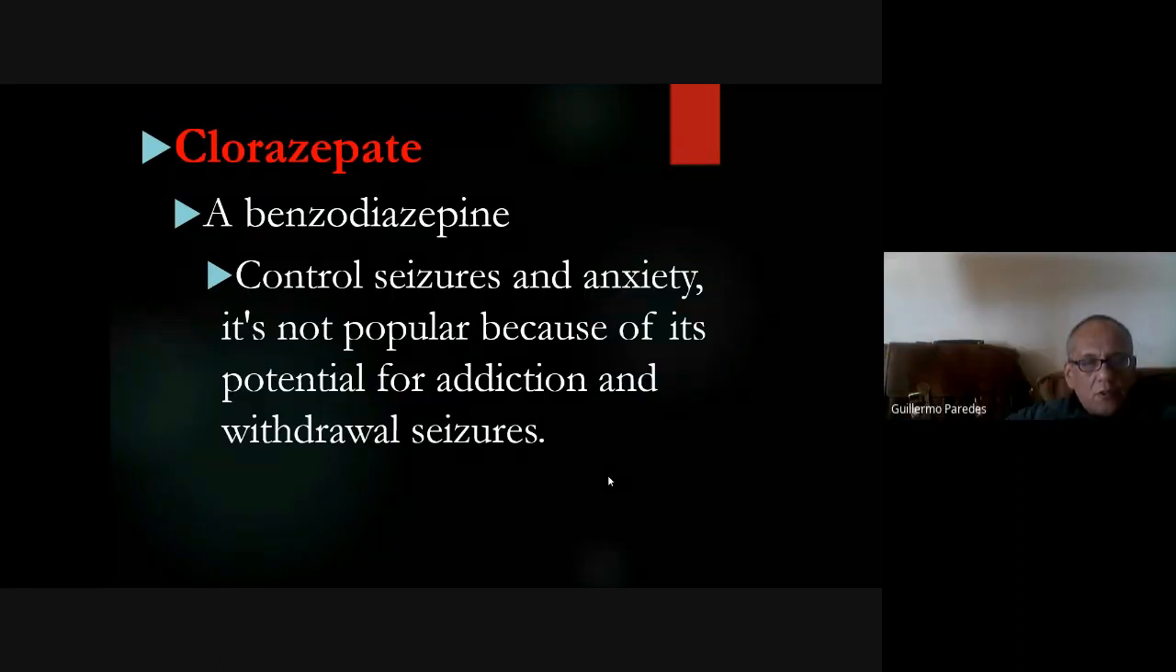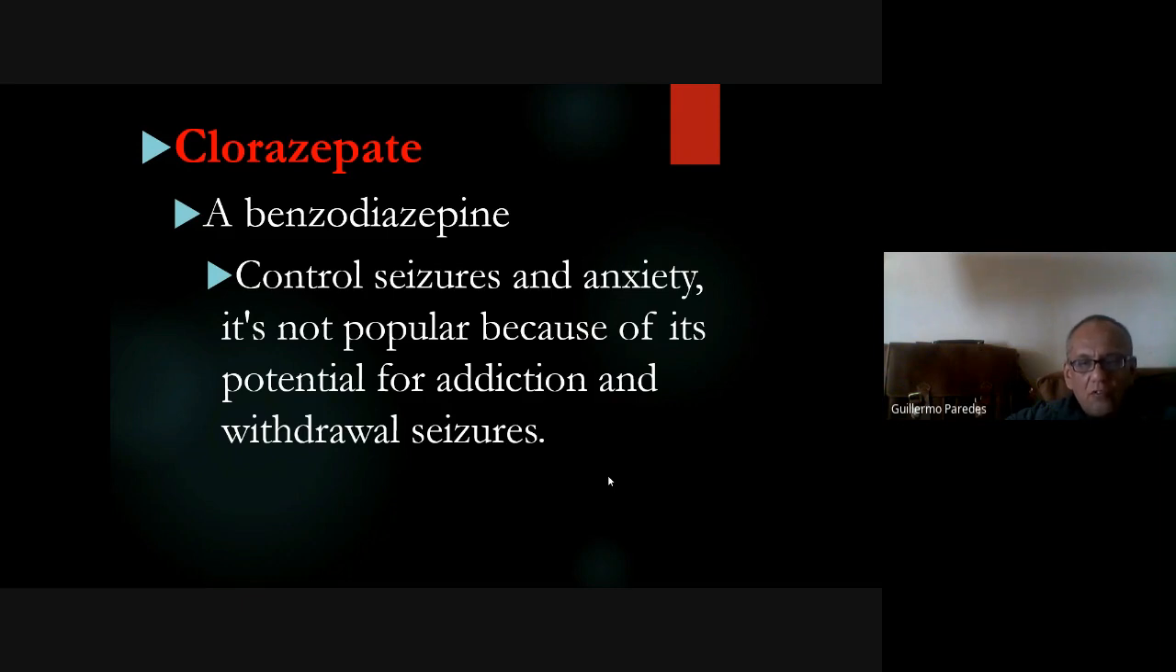Chlorazepate, another NCLEX tip here. It's a benzodiazepine, but it's never used for anxiety because it's used to control seizures, and it's not popular because of potential addiction and withdrawal seizures. So chlorazepate, just ban that, but you need to get familiar with it. We don't want this.